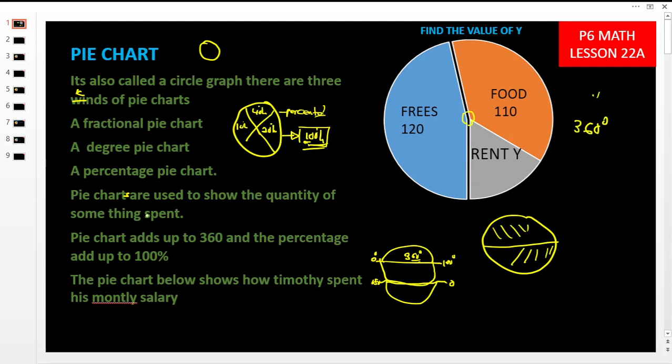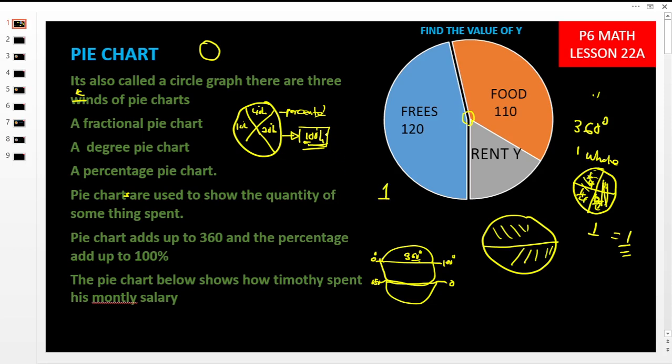Okay, so we also have what we call fractional pie charts. These are the pie charts which we use to show fractions. For example, I can draw my circle, then I divide it into these parts. I have this part here, 1, 2, 3, 4. So this one is taking 1 out of 4 parts, then this part here takes 2 out of 4 parts, then this one will take 1 out of 4 parts. So this one becomes a fractional pie chart. And as a fraction, this pie chart is 1 as a whole, meaning that all the fractions within the pie chart, when you add them, must give you 1 as a whole. So fractional pie charts add up to 1 as a whole.